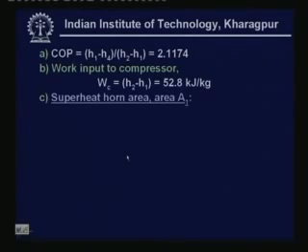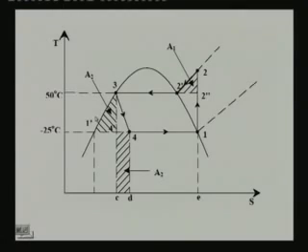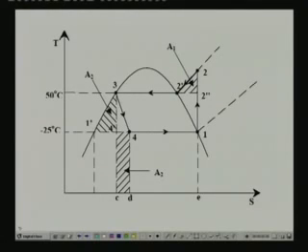Then we have to find the superheat horn area. Superheat horn area is area A1, and it is nothing but area under 2 dash minus area under 2 double dash to 2 dash. Let me explain this. So this is the superheat horn area, the hatched area.